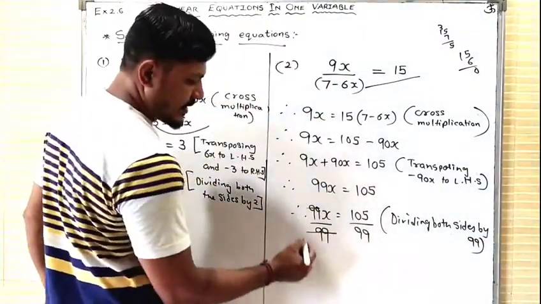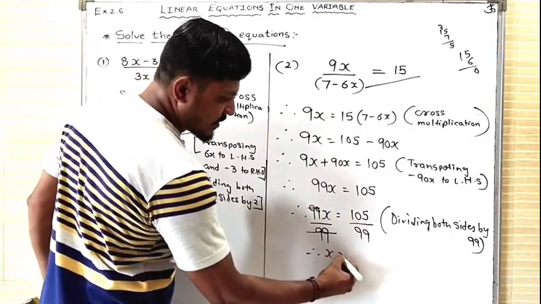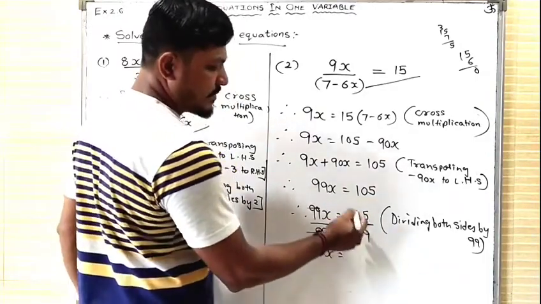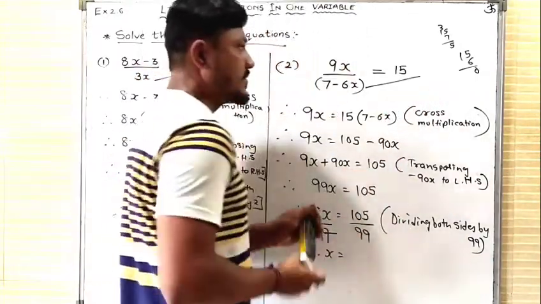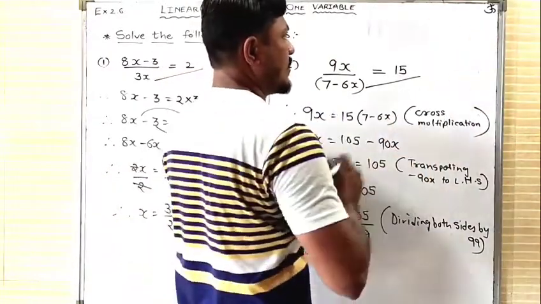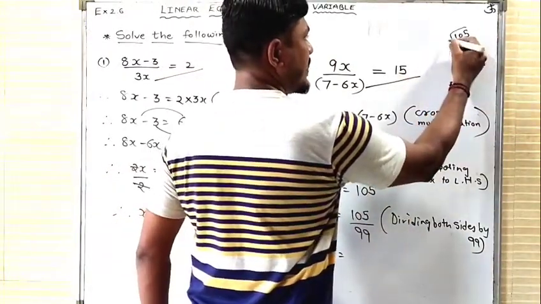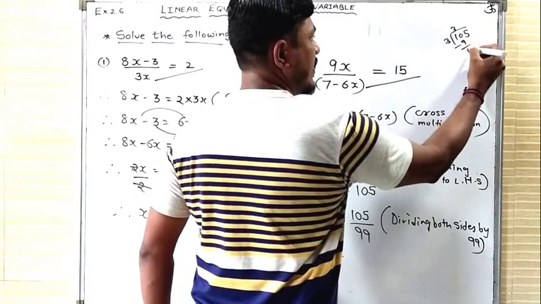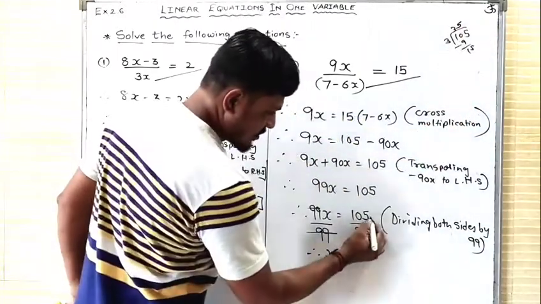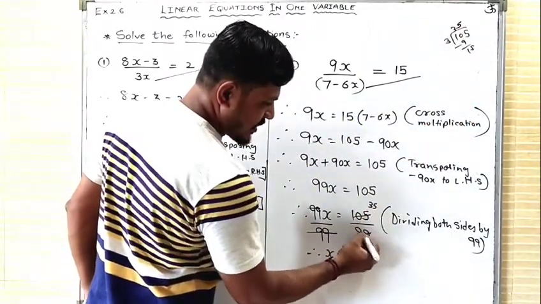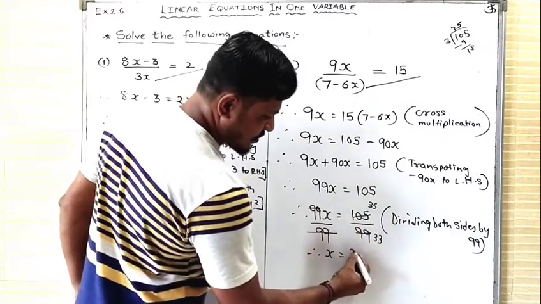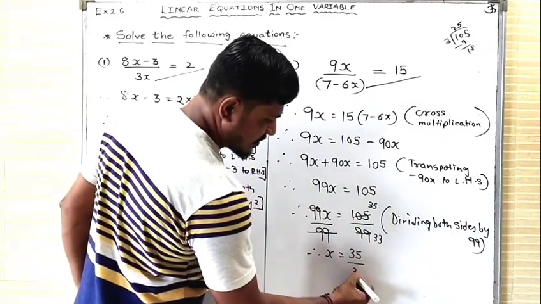By doing such, 99 will get cancelled. That means the value of x. See if it is divisible by 3 or not. Yes, it is divisible by 3. See, 105 divided by 3, 3 3s are 9 and 3 5s are 15, 3 35s are 105 and 3 33s are 99. So 35 by 33.